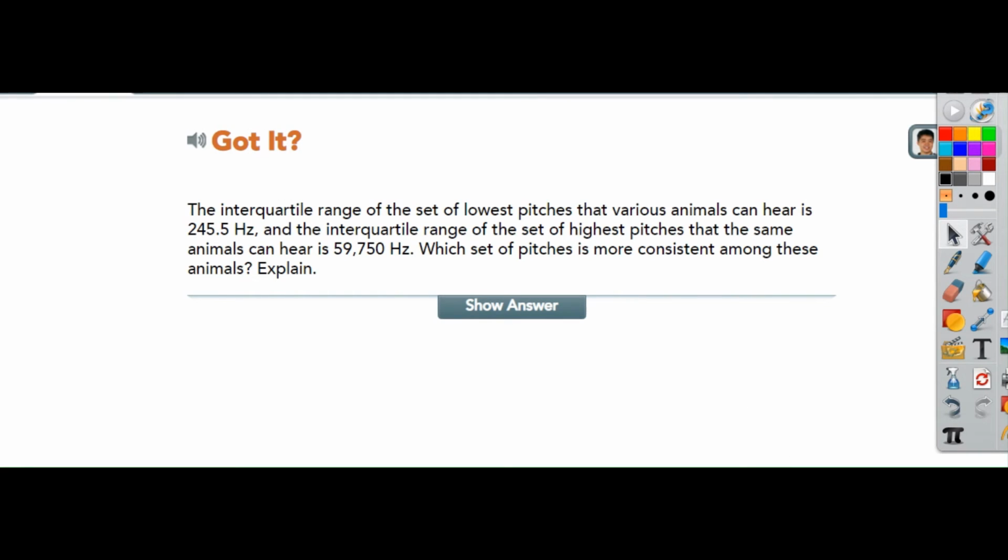This question is in your digits book. The interquartile range of the set of the lowest pitch that various animals can hear is 245 and 5/10 hertz. The interquartile range of the set of the highest pitches that the same animals can hear is 59,750 hertz. Which set of pitches is more consistent among these animals? Explain.